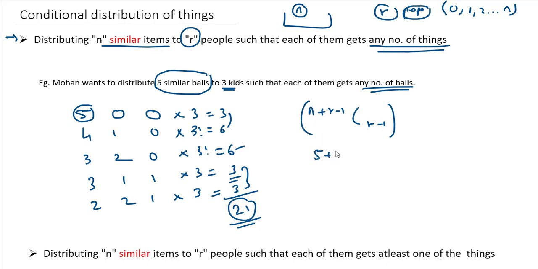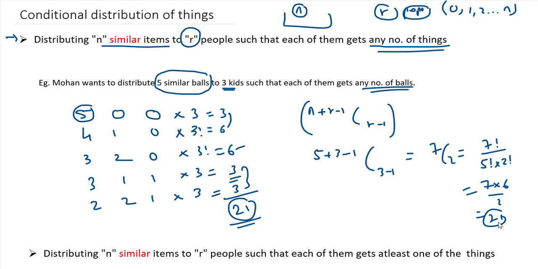It needs to be distributed to 3 kids, which is (5 plus 3 minus 1) C (r minus 1). There are 3 boys, so this will be 3 minus 1. So we'll get 7C2, which is nothing but 7 factorial upon 5 factorial into 2 factorial. We'll get 7 into 6 by 2, which will be 7 6s are 42 by 2, which will give us the answer as 21.